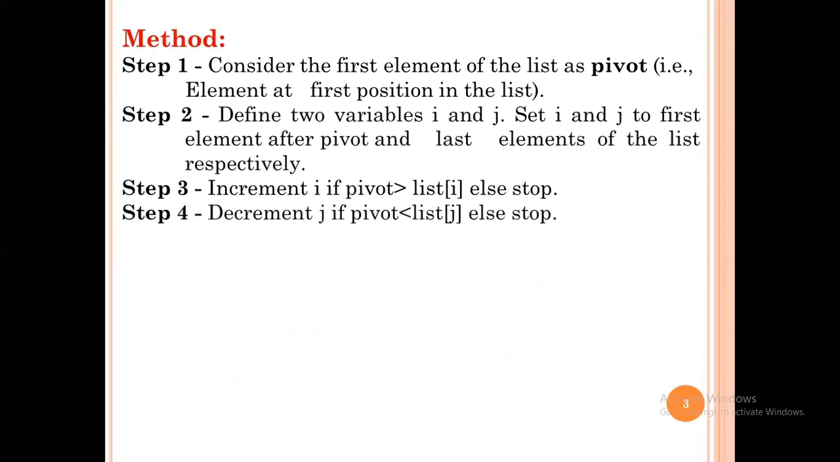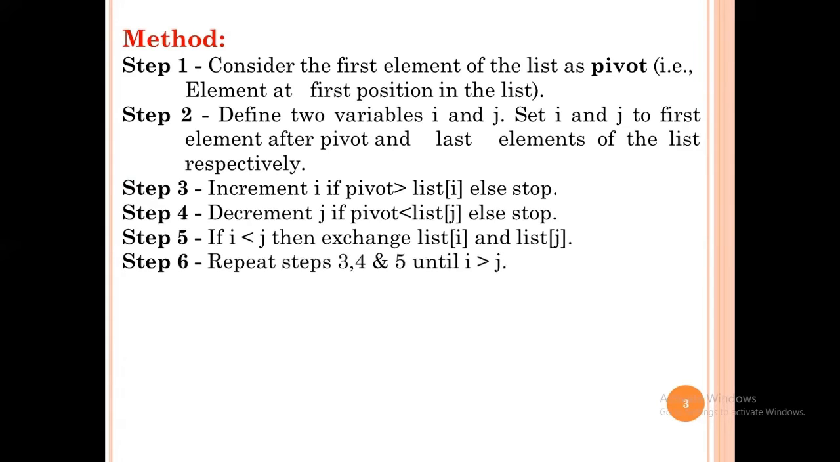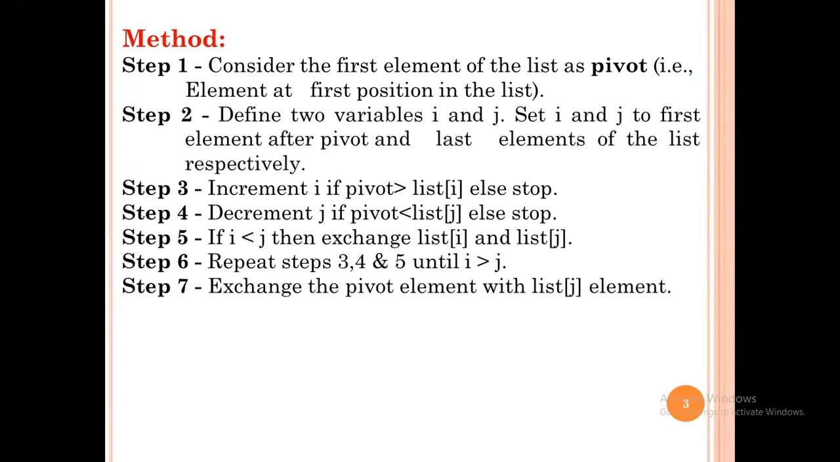process. Step 4. Decrement j if pivot is less than A of j. Otherwise, stop the decrement process. Step 5. If i less than j, then exchange A of i and A of j. Step 6. Repeat steps 3, 4 and 5 until i greater than j. Exchange the pivot element with A of j element if i greater than j.